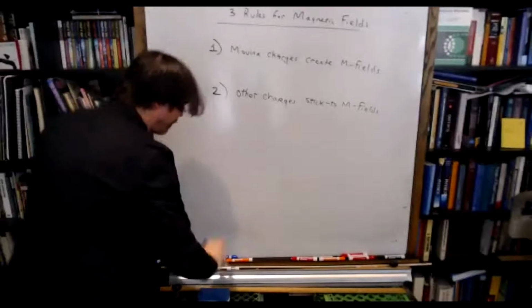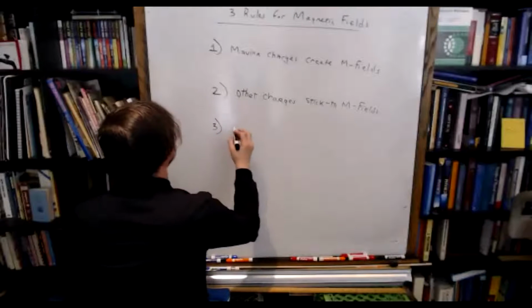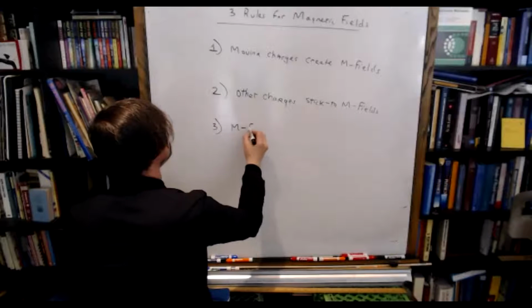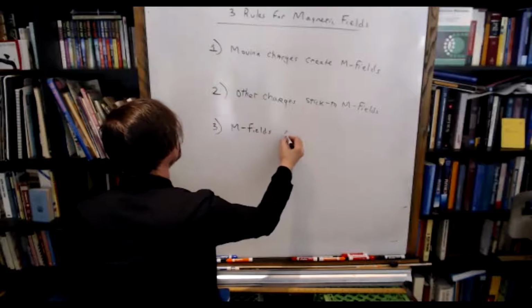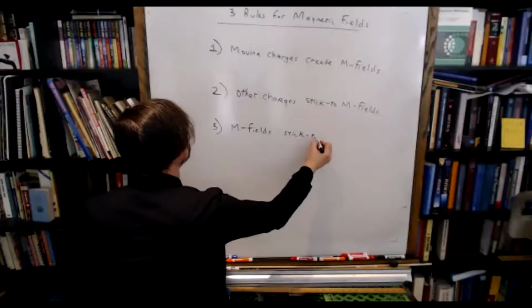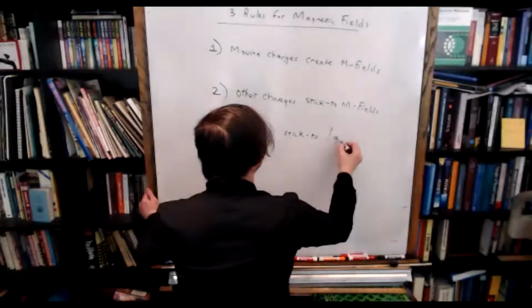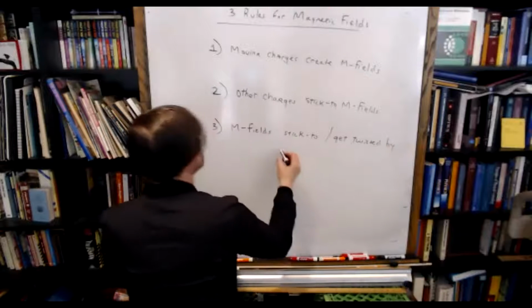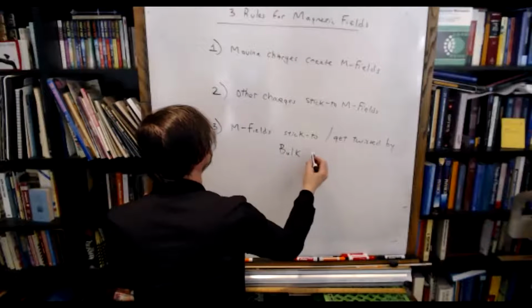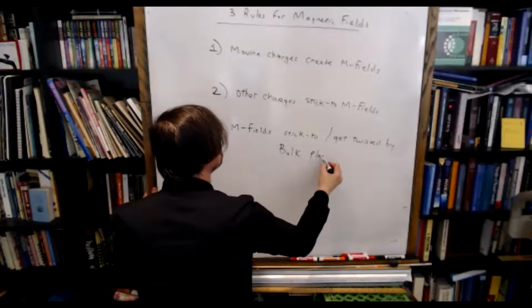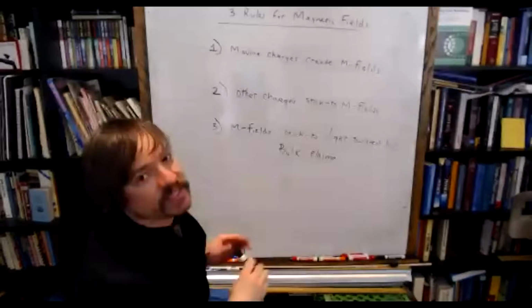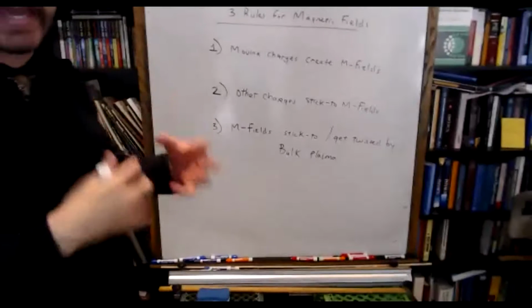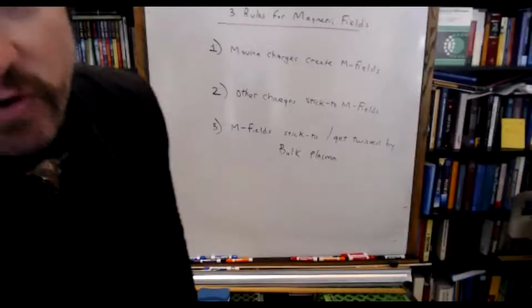In any case, the third rule that I would like to institute for magnetic fields is that not only can charges stick to magnetic fields, but magnetic fields can stick to, or get twisted by, bulk plasma or bulk charges. And this is where we get to the reason why the sun is so magnetically dynamic and why there are all these powerful magnetic storms on the surface of the sun.